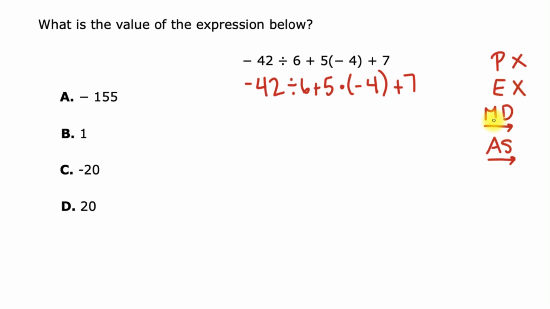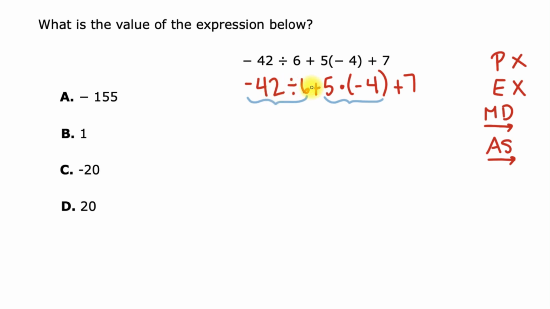Now that we're on step 3, we start from the left side of the expression and work our way to the right, doing whatever we see first, if it's multiplication or division. So do you see any multiplication or division here? Yeah, I see negative 42 divided by 6, and then I also see 5 times negative 4.